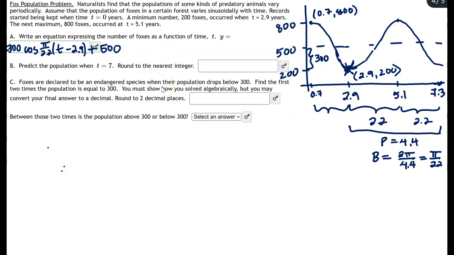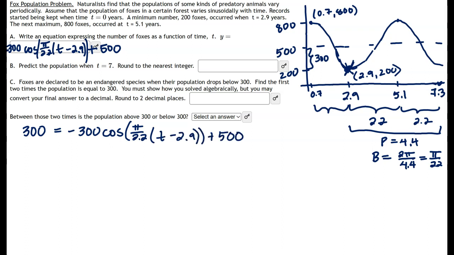Okay. Part C does require an algebraic solution, but we can check our answers graphically. So let's work through the algebra first, and then we'll go see if it looks like we're matching up. We would like to know when the population is equal to 300. So we'll set our formula that we just wrote equal to 300. I don't know why I'm missing a set of parentheses up here. That looks weird.